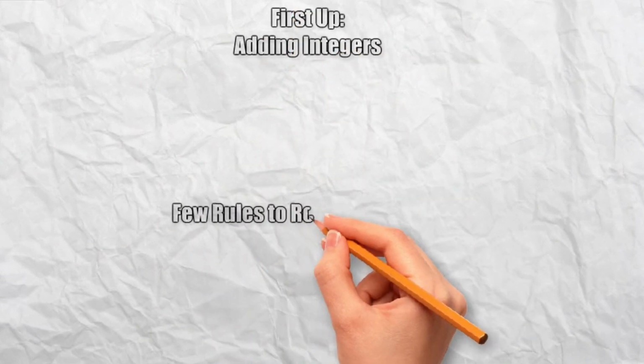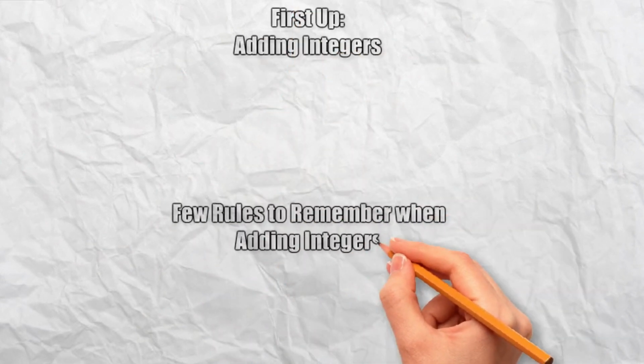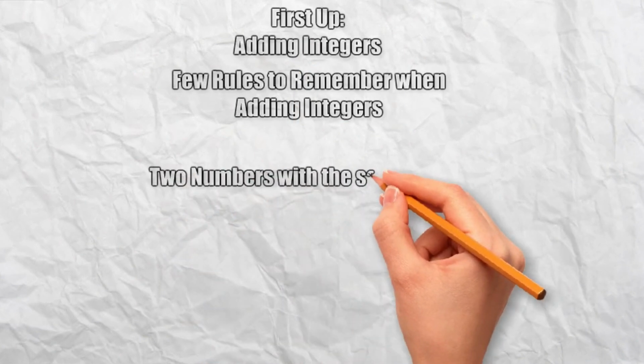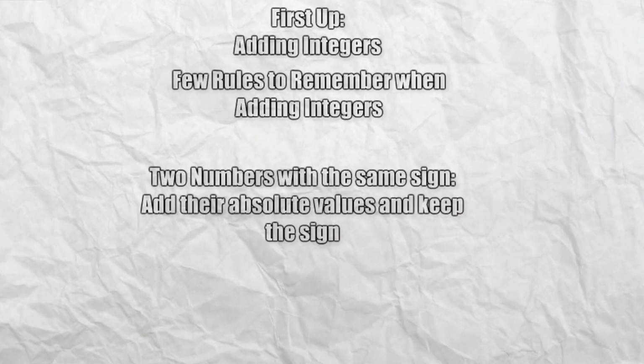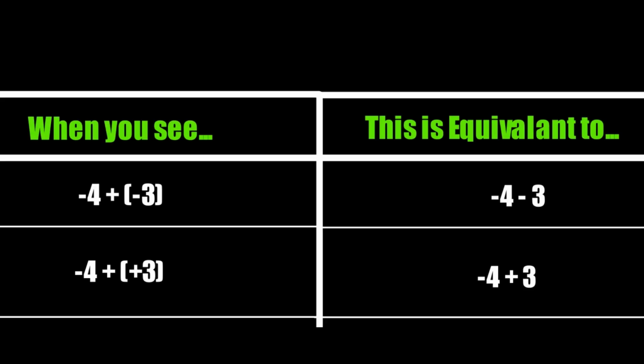When you're adding integers, here are a few rules to remember. If you have two numbers with the same sign, you add their absolute values and keep the sign. For example, -4 plus -3. This would turn into -4 minus 3, and that would be -7.